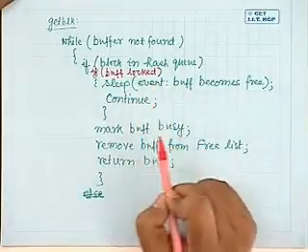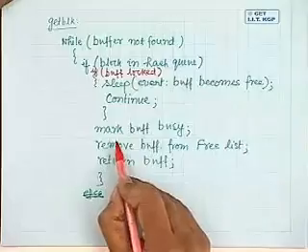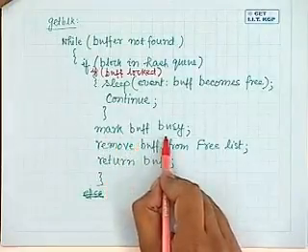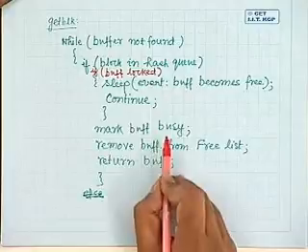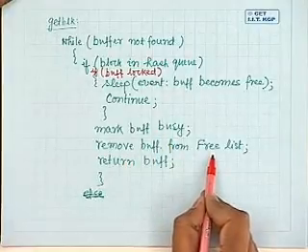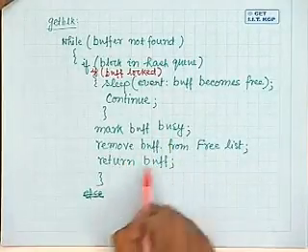And in case the buffer is not locked, that is, the data is available in the buffer and the buffer is free, then the kernel has to mark the buffer as busy, or lock the buffer. Then the buffer has to be removed from the free list.